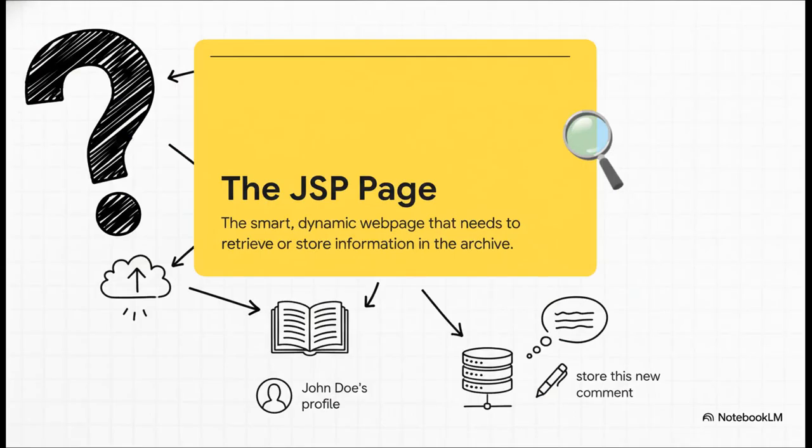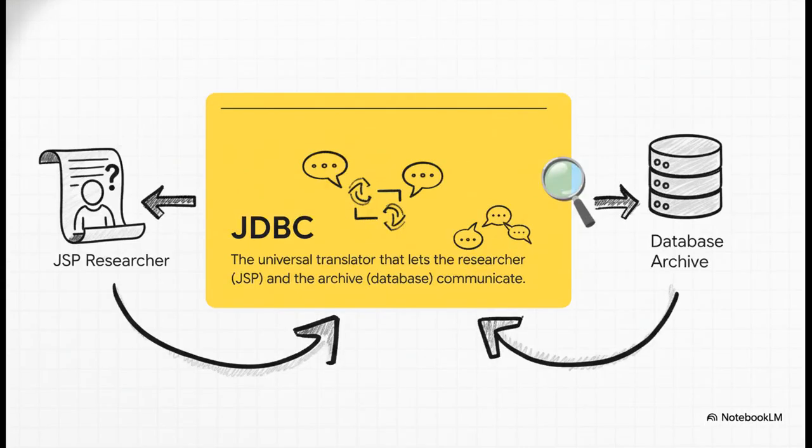Next, we've got our JSP page. In our little story, this is the curious researcher. This web page, it needs to ask the archive for specific things, right? Like, hey, can you find the profile for this user? Or maybe it needs to add something new, like, please store this comment someone just posted. But here's the catch. Our researcher, the JSP page, and the archive, the database, they don't speak the same language.